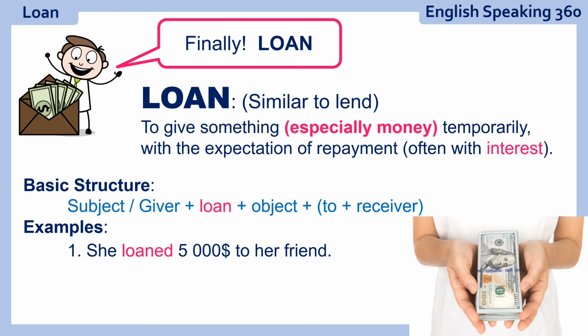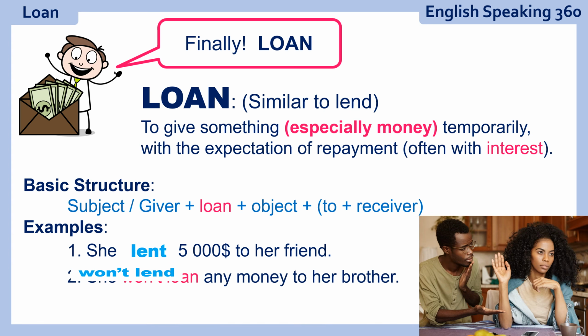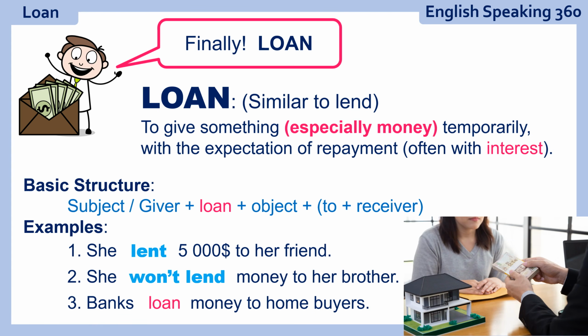Here's something to consider. Instead of loaned, you can always use lend. So you can say she lent $5,000 to her friend. It has the same meaning, and actually lend is much more common. So if I were you, I would use lend instead of loan. She won't loan any money to her brother. She won't lend money to her brother. Banks loan money to home buyers. Banks lend money to home buyers. It's exactly the same, and it's actually much more common. So try to use lend instead of loan.